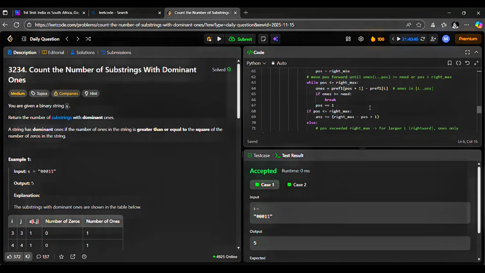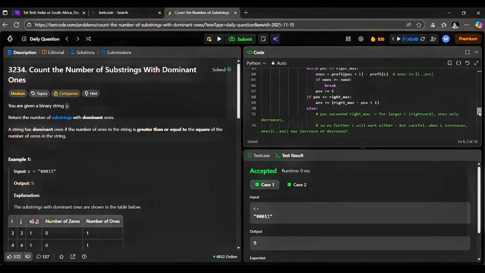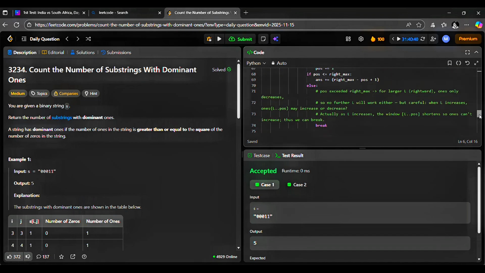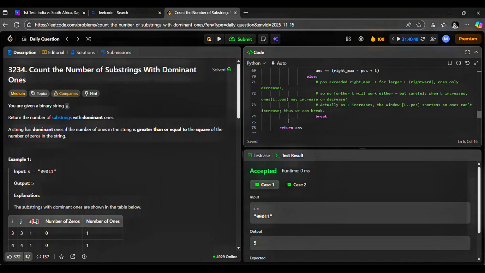After that we count all valid r values, in lines 68 to 74. Once pos satisfies the condition, every r greater than or equal to pos is valid. So the number of valid substrings is right max minus pos plus 1. If pos surpasses right max, no future L can satisfy the condition, so we just break early.